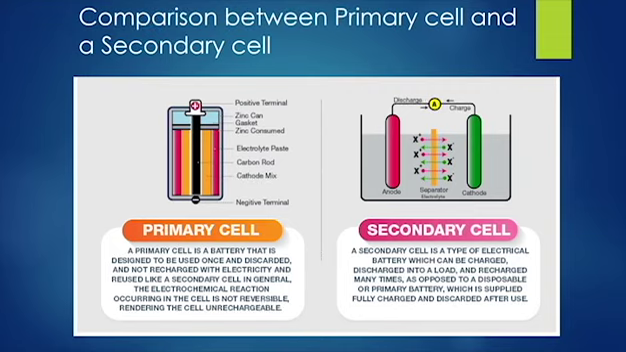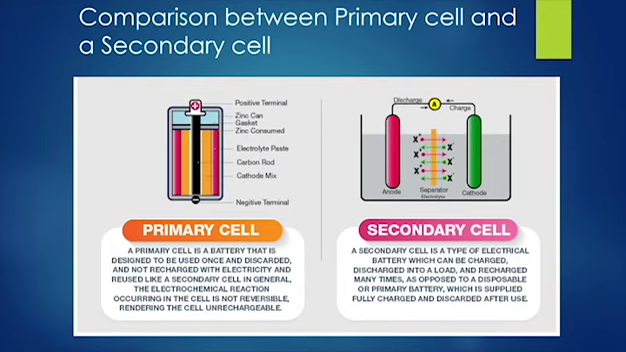As we know, the best example of a primary cell is the dry cell. As we know, dry cells are portable and compactly packed. They are designed to be used once and discarded, and not recharged with electricity and reused like a secondary cell in general. The electrochemical reaction occurring in the cell is not reversible, rendering the cells unrechargeable. However, these are portable.